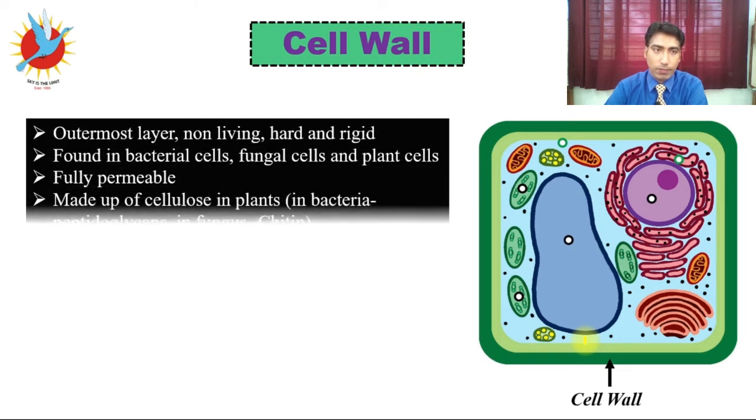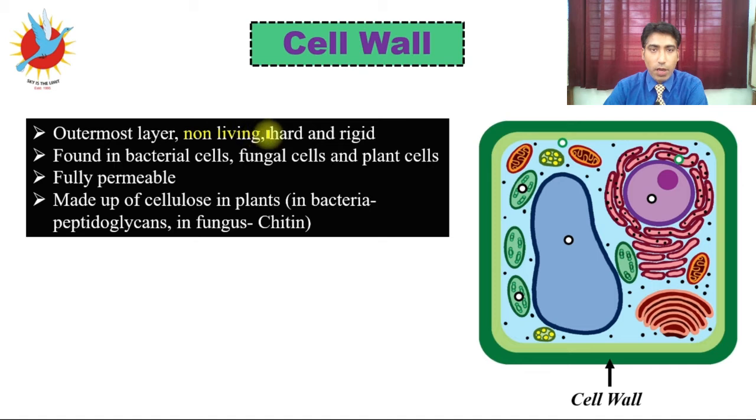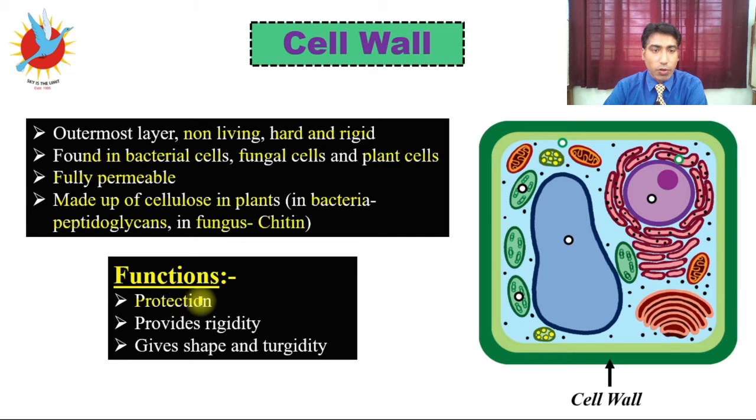Our first cell organelle is the cell wall. The cell wall is the outermost layer. It is a non-living, hard and rigid formation found in bacterial cells, fungal cells as well as plant cells. It is fully permeable, meaning it allows any material freely inside or outside the cell. It is made up of cellulose in plants, peptidoglycans in bacteria and chitin in fungi. Chitin is a complex carbohydrate. Function: it is a protective layer, providing protection to the plant cell, bacterial cell as well as fungal cell. It provides rigidity because it is a very hard layer, and it gives shape and turgidity to the organism.